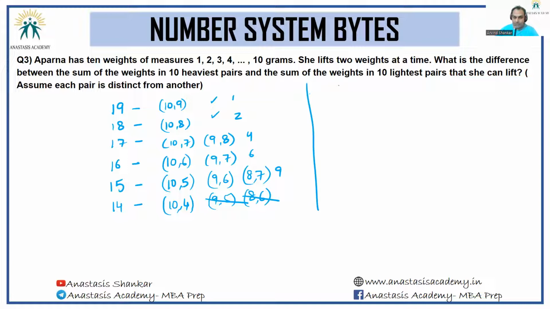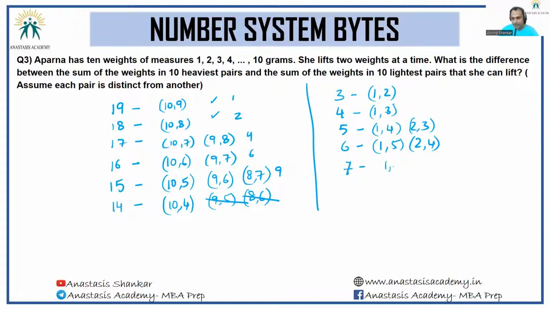Now let's look at the lightest pairs. The smallest weight that you can get is 3, which will be created with 1 and 2. Then you'll get 4, which will be created with 1 and 3. Then you look at 5, which can be created with 1 and 4 and 2 and 3. Then you have 6, which can be created with 1 and 5 and 2 and 4. Then you have 7, which can be created with 1 and 6, 2 and 5, and 3 and 4. And finally, the weight of 8, I just need one pair of that because 9 pairs are already listed. One pair of that I'll do with 1 and 7.